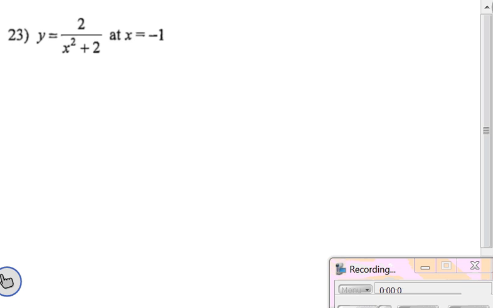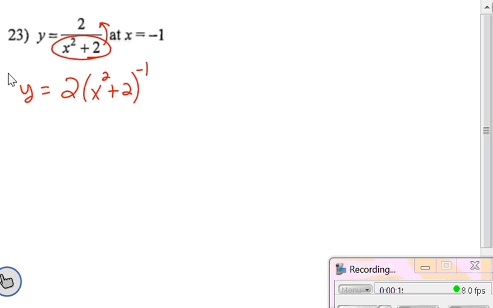Find the derivative at x equals -1. So first we have to find the derivative. To do that, we have to take this stuff in the denominator and bring it up to the top. We do that by putting a parenthesis around everything in the denominator and making it -1.